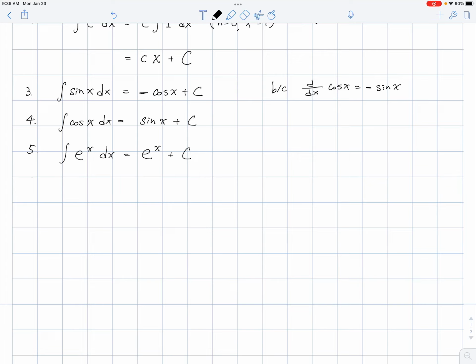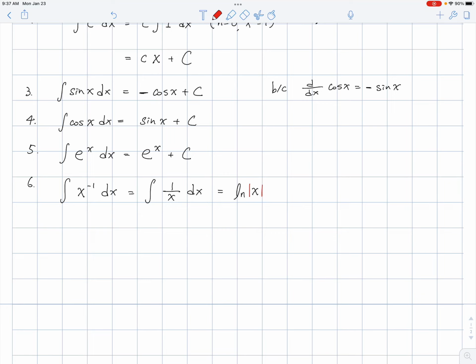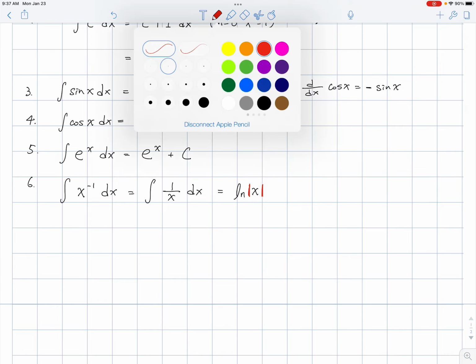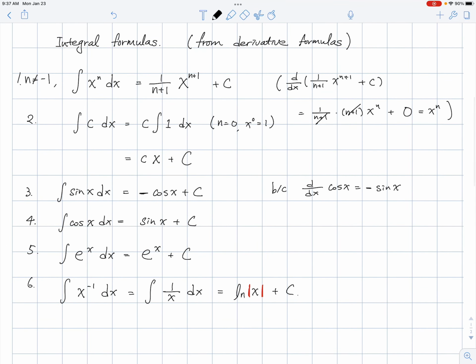All right, last, this is when n is equal to -1. Okay, so this is 1 over x. The antiderivative of 1 over x is equal to ln x. Now keep in mind that it's not just ln x, it's ln of the absolute value of x. Okay, and then plus c. All right, so these are the 6 formulas that you should memorize for our class.